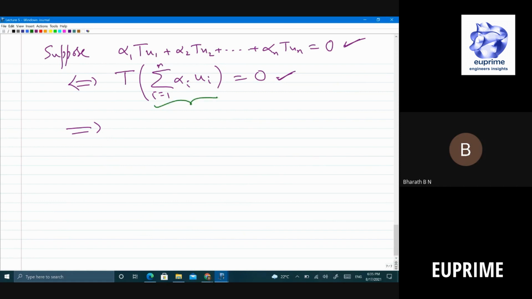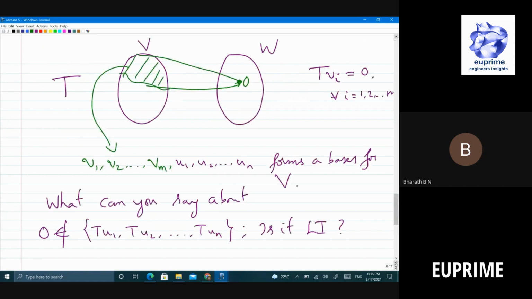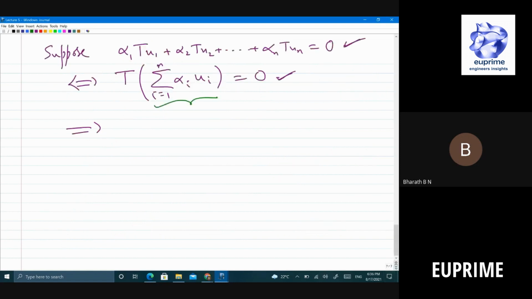It's a linear combination of ui's. So what can you say about the linear combination of ui's? Of course, it depends. So here are the ui's, right? It's definitely in V. Each of these ui's are in V. A linear combination of ui's should be in V, because it's a vector space, closed under linear combinations. So this belongs to V for sure, right?